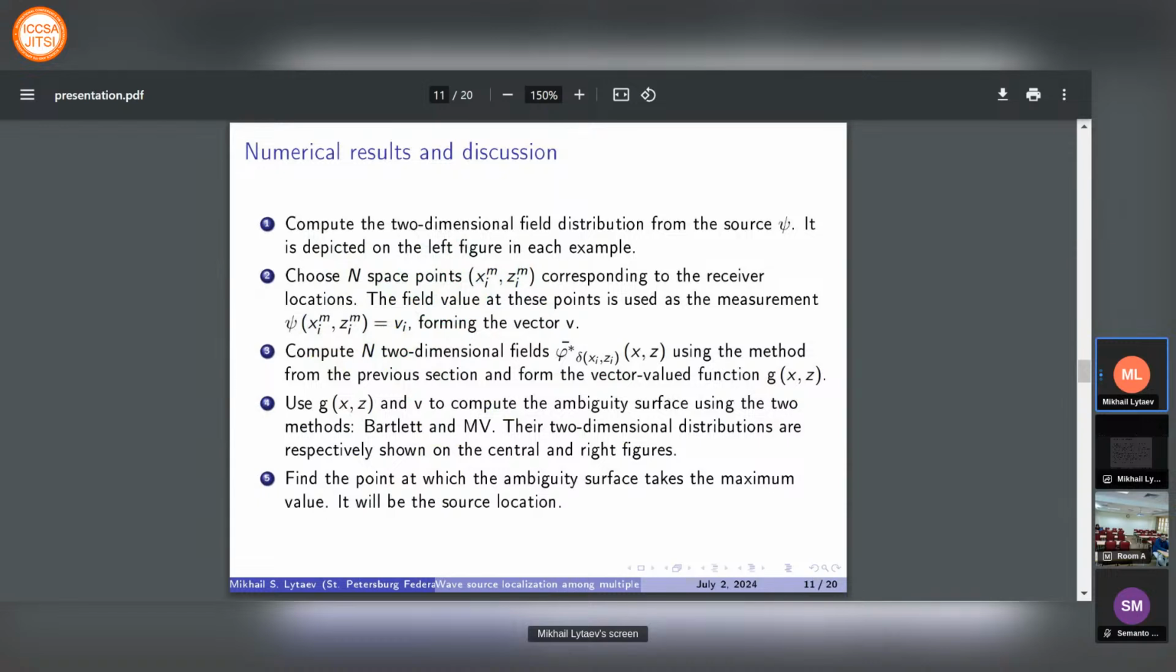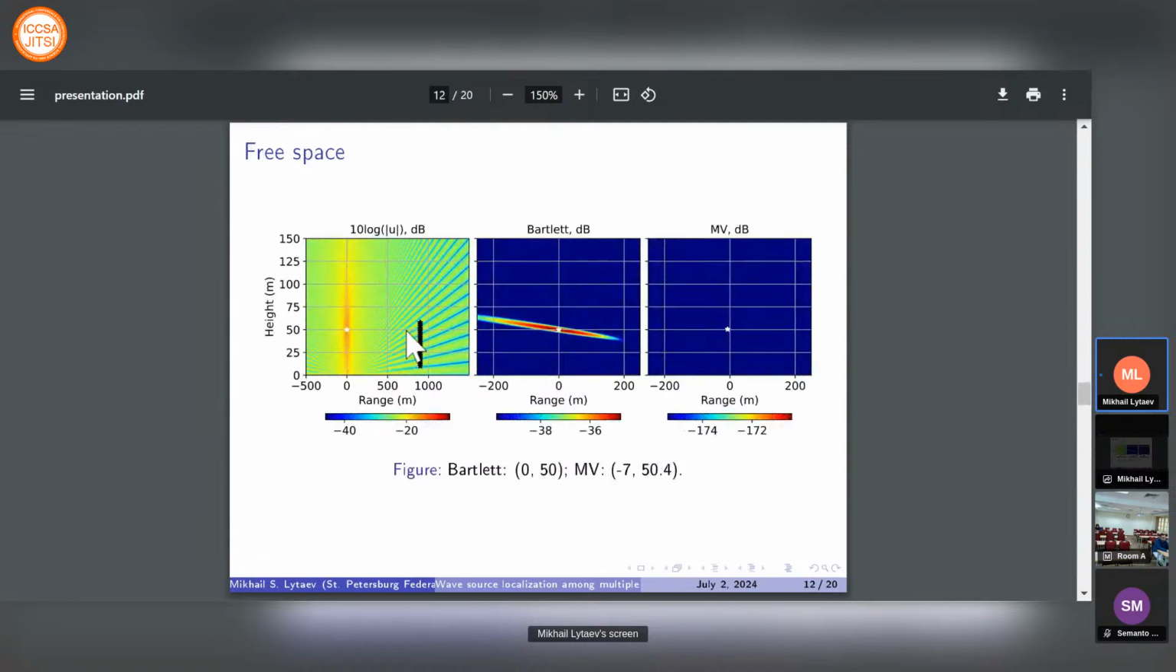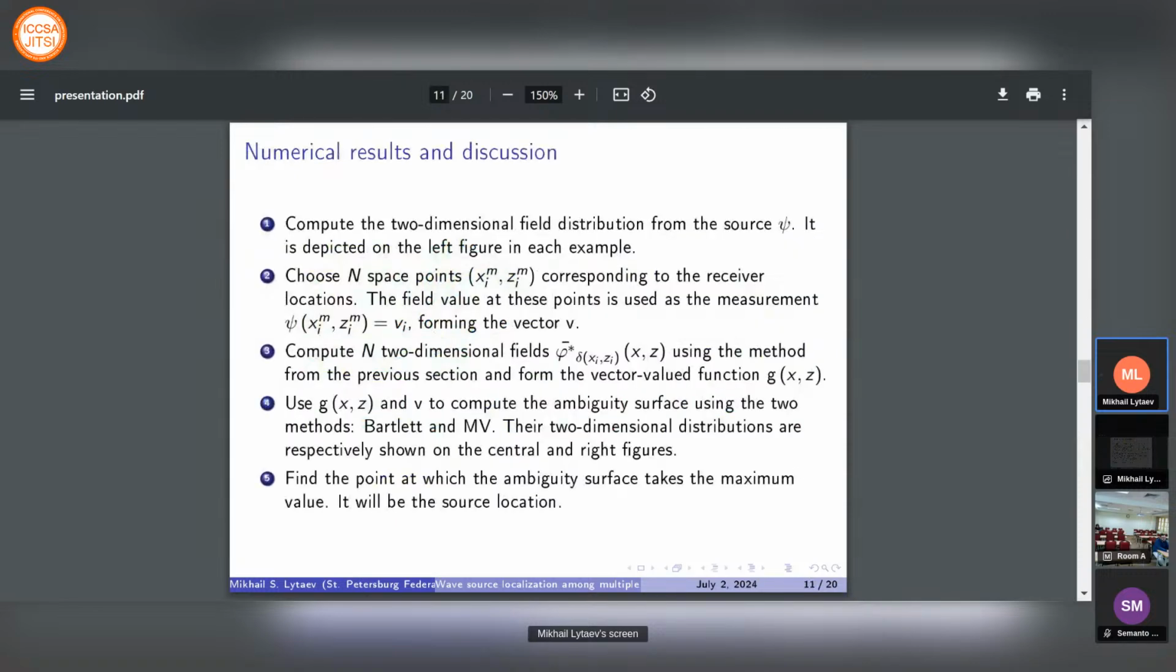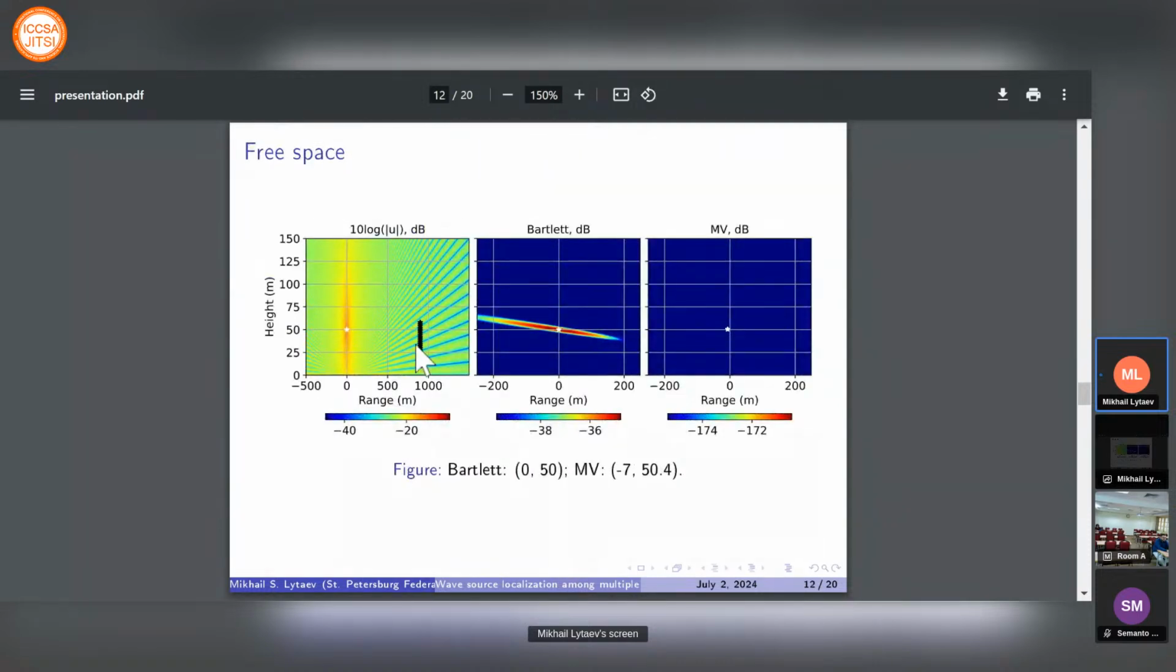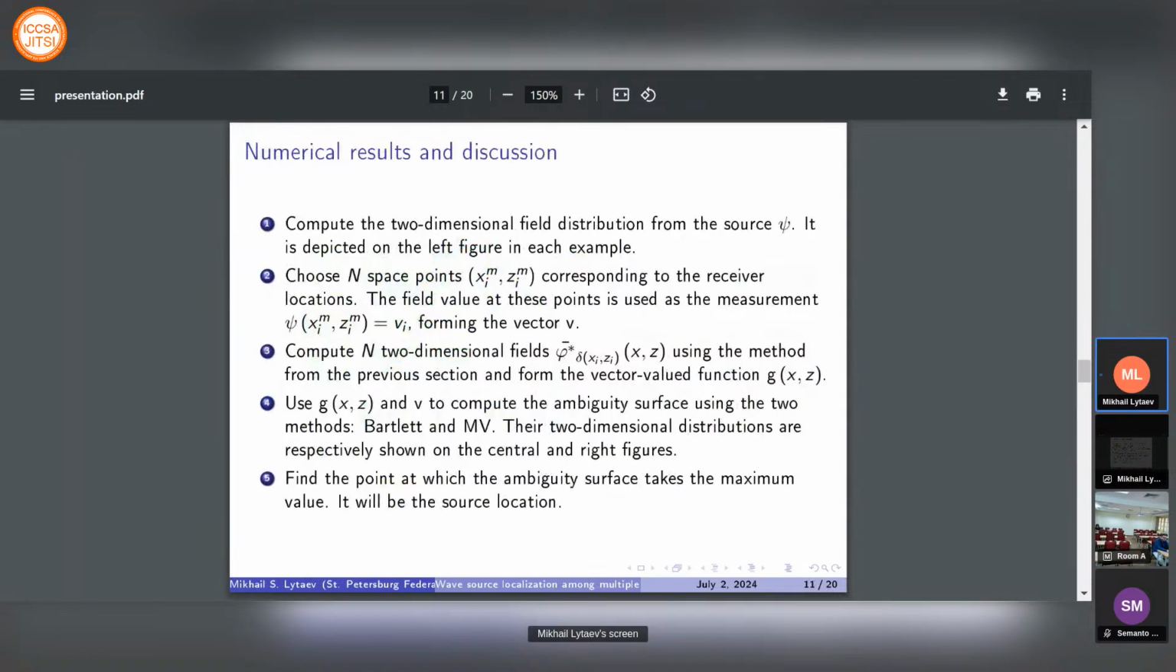Next, we choose space points corresponding to the receiver locations. Here we can see the vertical array of receivers. And the field values at the points are used as measurements for forming the vector v of the measurements. So we also can see this. Next, we compute n two-dimensional adjoint fields using the method from the previous section.